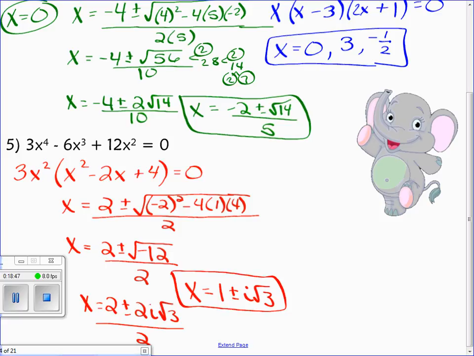How many answers do I have right now? I have 2. I should have 4. Where's my other ones? Good. I have 0, 0 up here. Making sure we don't forget that. That's why you guys do that mental check, because I see that a lot. Students pull out the 3x squared, they're doing fine, but then they just forget to write down 0 and 0, your other 2 answers.